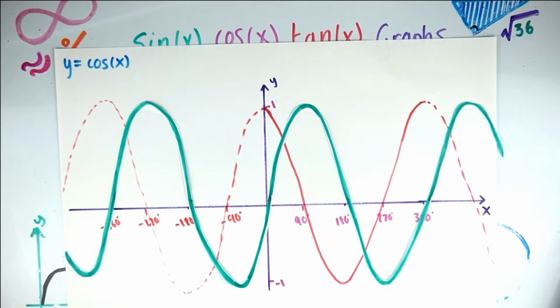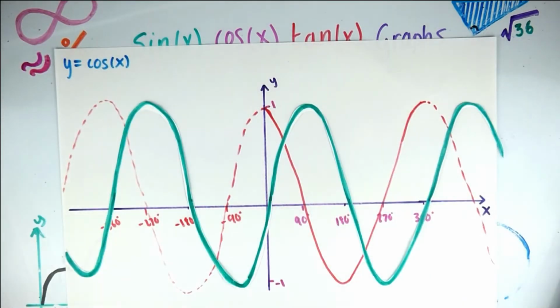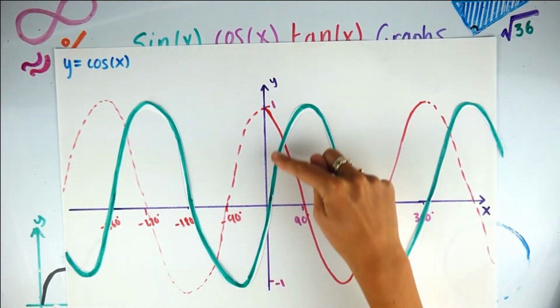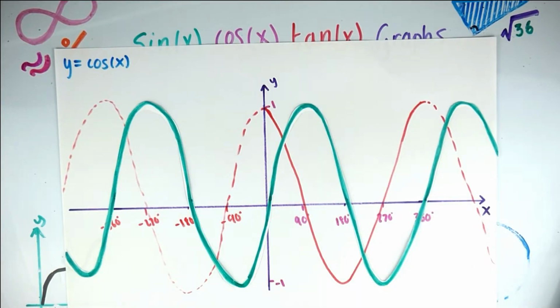Now that looks exactly like the sine wave. Can you see it starts at 0 and it does this whole wave before it gets to 360. So cos and sine graphs are exactly the same, they're just shifted along the x-axis by 90 degrees.